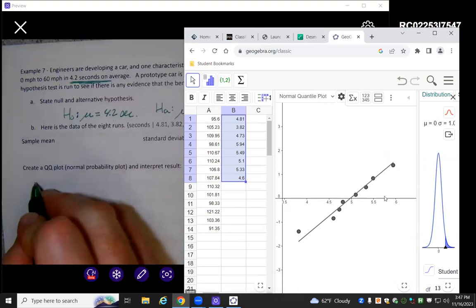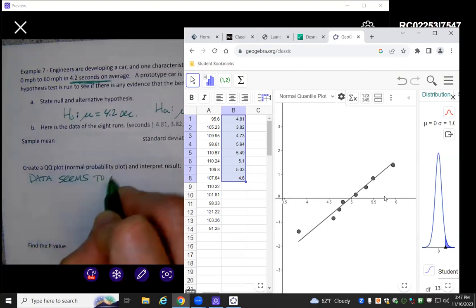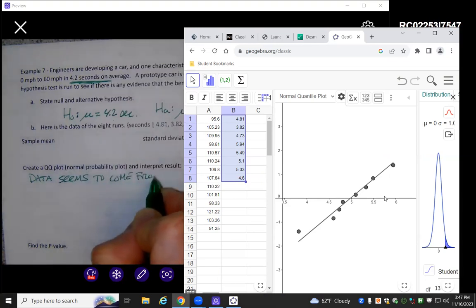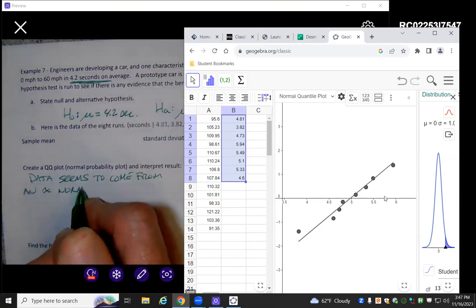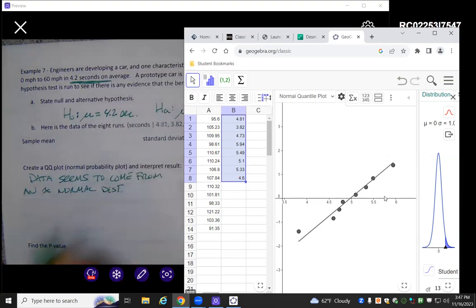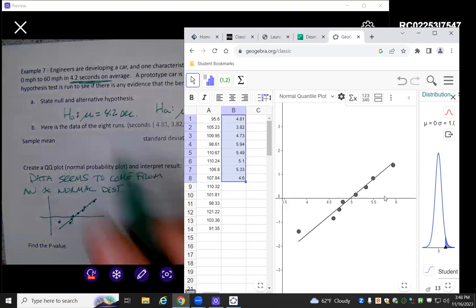Yeah. So the data seems to come from an approximately normal distribution. Again, if I just create a cheap version of this graph here, just to get an idea, I'm going to have this dot here, and then boom. So everything just seems to be about where it should be. So great. What about the sample mean and standard deviation?